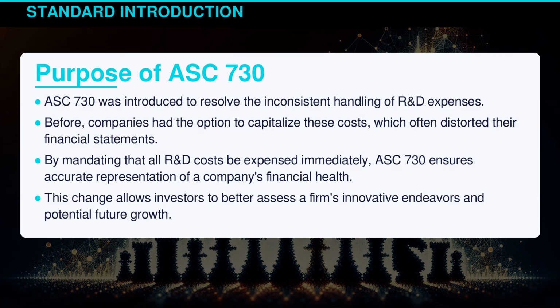ASC 730 was introduced to resolve the inconsistent handling of R&D expenses. Before, companies had the option to capitalize these costs, which often distorted their financial statements. By mandating that all R&D costs be expensed immediately, ASC 730 ensures accurate representation of a company's financial health. This change allows investors to better assess a firm's innovative endeavors and potential future growth.